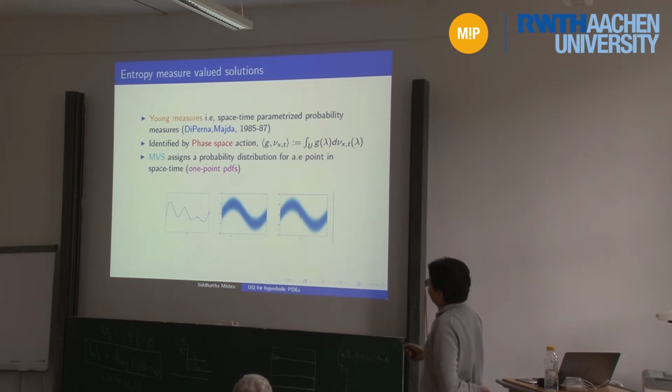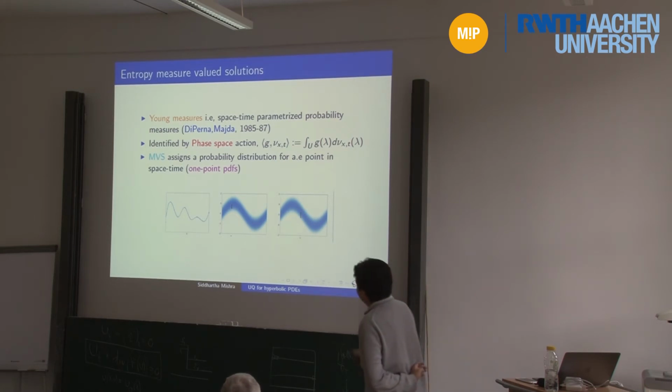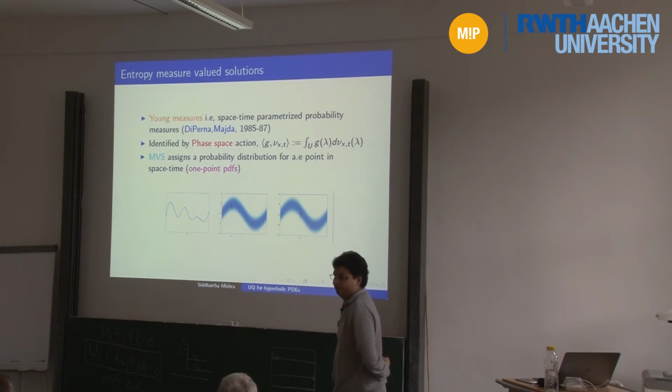And the idea is that they represented this uncertainty in terms of what are called Young measures. Let me try to explain what Young measures are, and let me explain this here with these pictures.